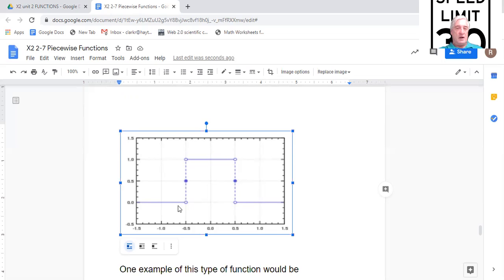Basically, below this point, we have a straight line. Above this point, we have a straight line. We have 2 dots to make the function continuous. And then we have a stair up there.